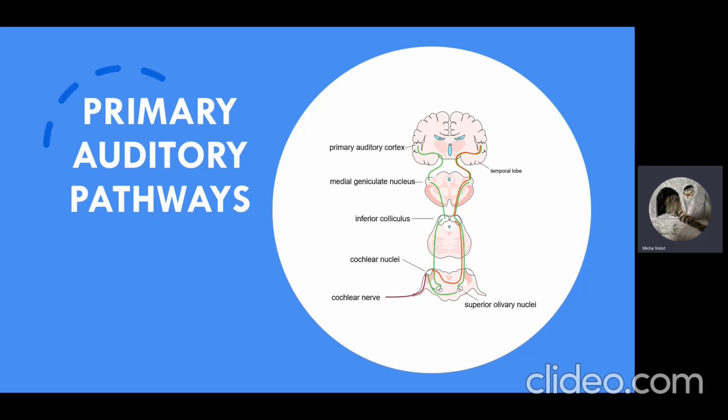For high frequency sounds, the lateral superior olivary nuclei compare the loudness of sounds in the two ears. So for high frequency, lateral equals loud. For low frequency sounds, the medial olivary nuclei compare the moment at which sound reaches the two ears. So for low frequency, it's medial and moment.